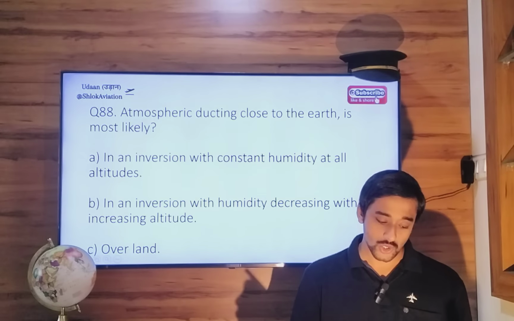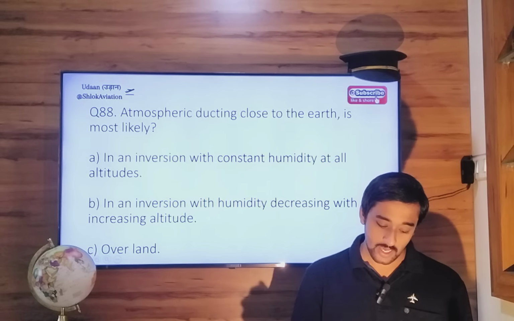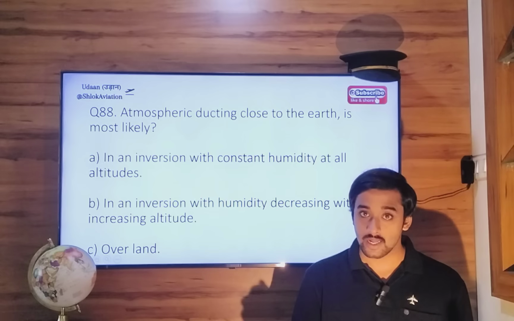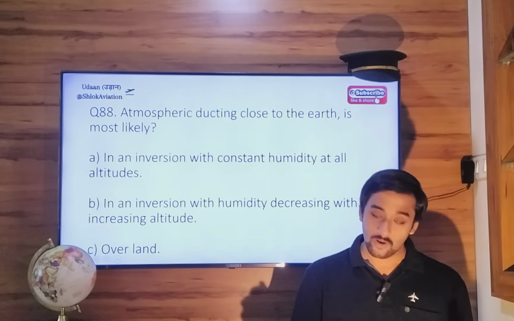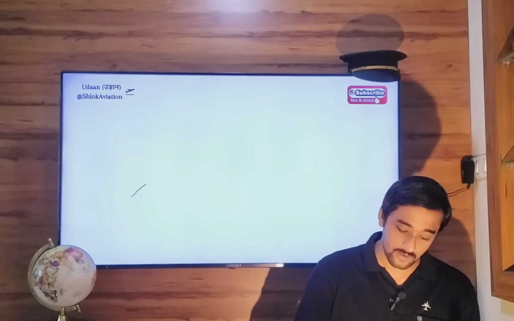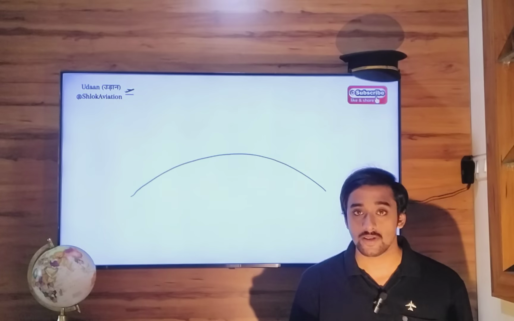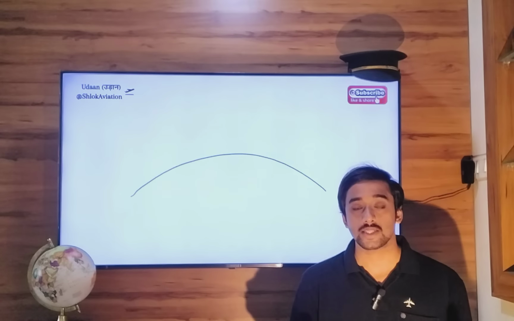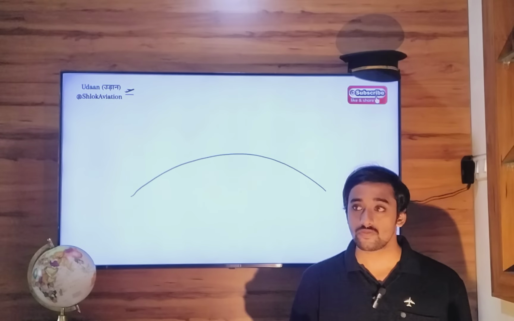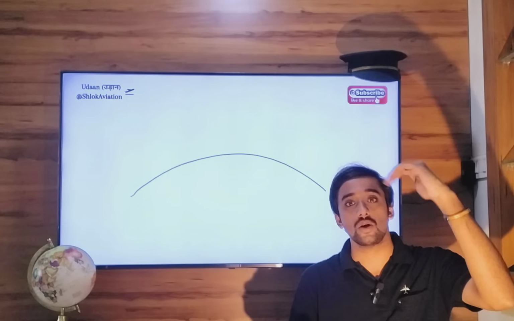Atmospheric ducting close to the earth is most likely in an inversion with constant humidity, or in an inversion with humidity decreasing with altitude over the land surface. Now what is atmospheric ducting? Let's say this is your earth surface. If there is an inversion above this earth surface, what is an inversion? Inversion is that phenomenon in which there is a tendency for the temperature to rise with increasing altitude.